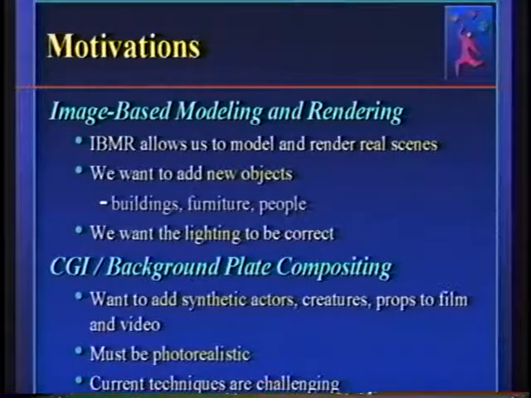The first is image-based modeling and rendering. We know with all of the recent results that have been achieved that we can take real scenes, get them into the computer, and then render them photorealistically. But we'd also like to be able to manipulate these scenes to, for example, add new objects, populate them with new buildings, furniture, and people. And if we do this, we're going to need the lighting to be correct. And we're going to need these objects to cast appropriate shadows and reflections in the scene.